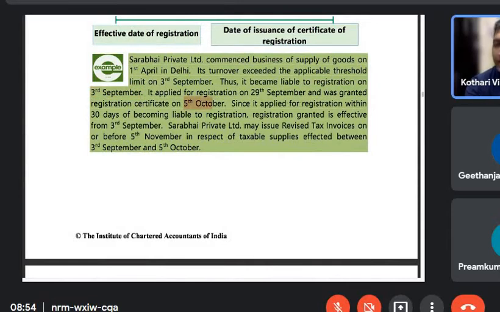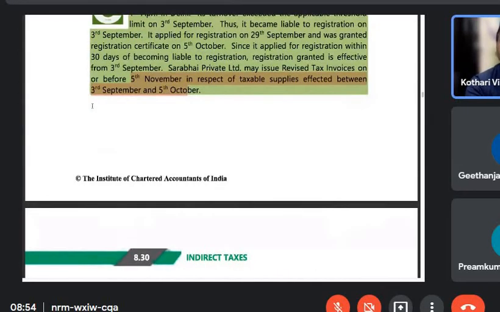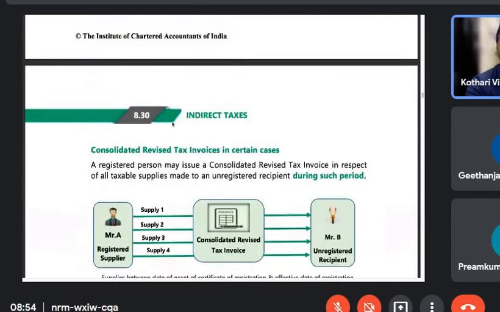Since it is applied for registration within 30 days of becoming liable, registration is granted effective from 3rd September. Sarabhai may issue a revised tax invoice on or before 5th of November, that is within 30 days, for the supplies effected between 3rd September and 5th October.